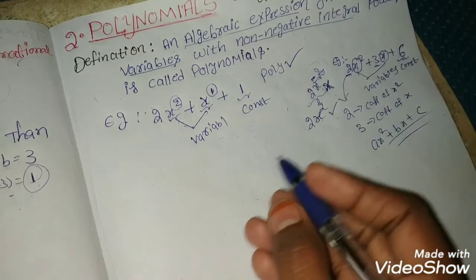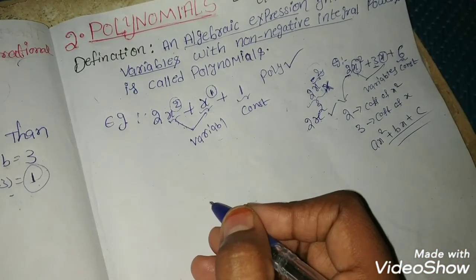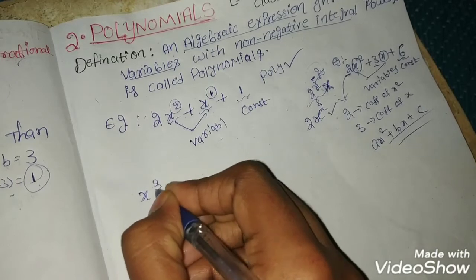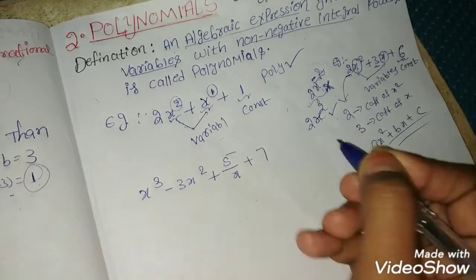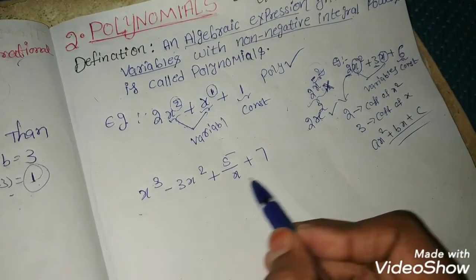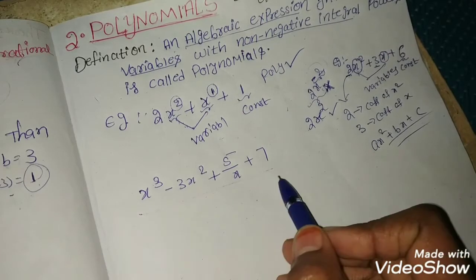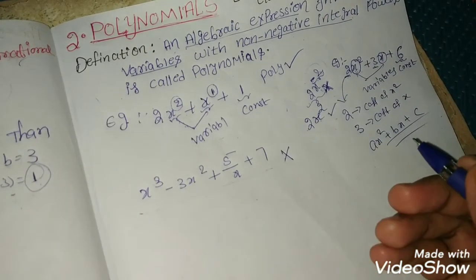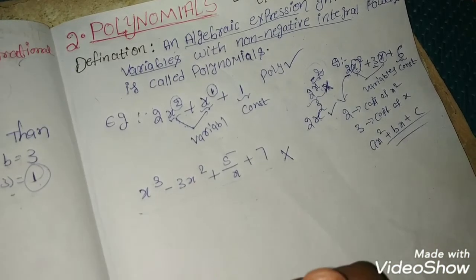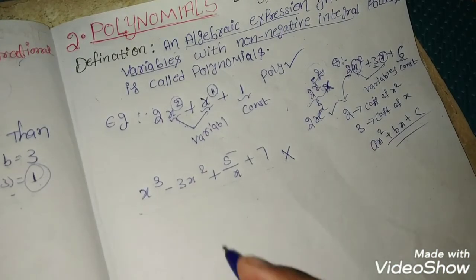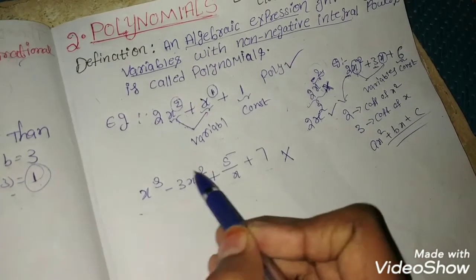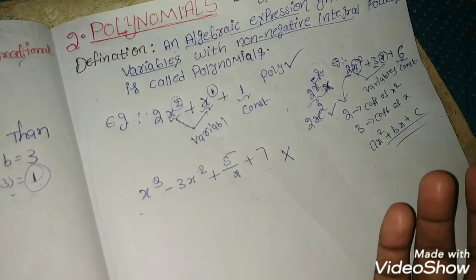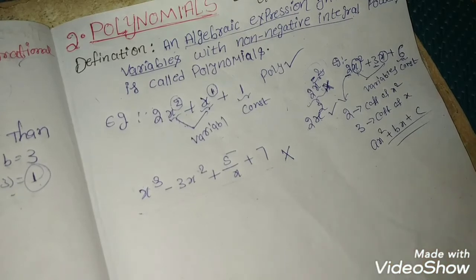Let me tell you which are not polynomials. If you write it like this: x cube minus 3x square plus 5 by x plus 7. Is this a polynomial or not? I am saying this is not a polynomial, because as I told you, we need non-negative integral powers. But here we are getting negative integral powers. How, ma'am? See here, everything is positive, but how can you say negative? Here we are getting a confusion.